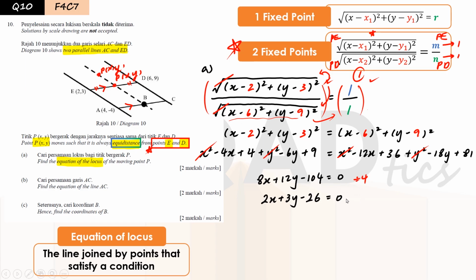Okay, so once we simplify, then this would be our equation. So again, which equation are we describing here? Which is this dotted line. Alright, so for this dotted line, we have found the equation, which is 2x plus 3y minus 26 equals 0.